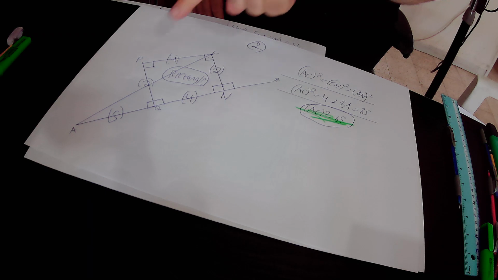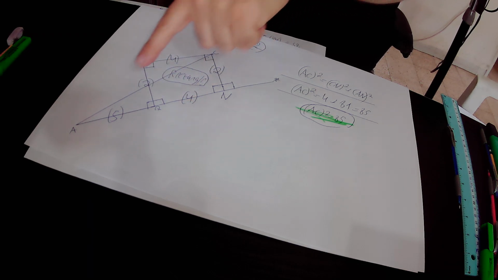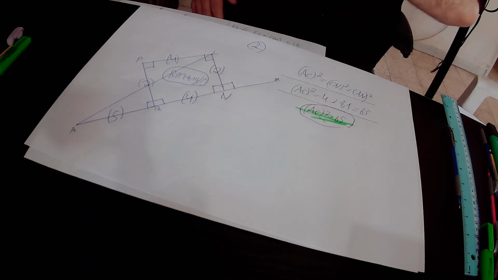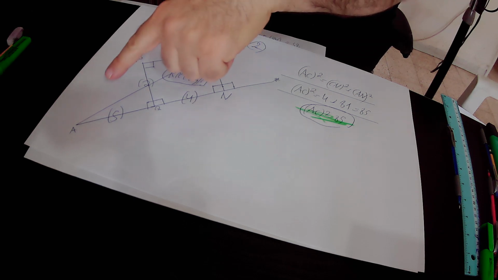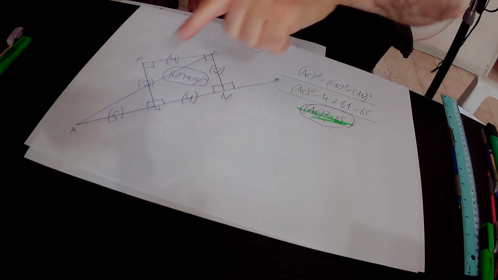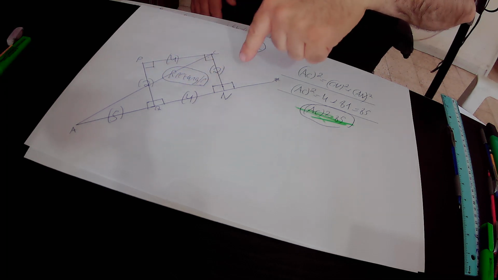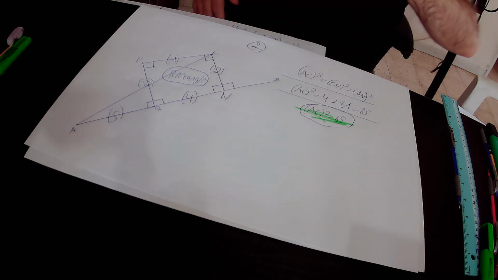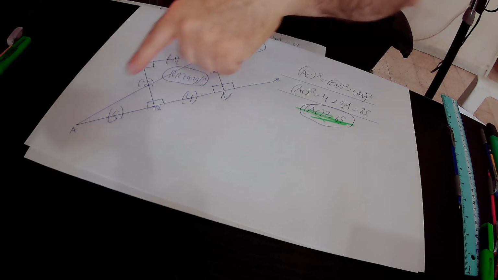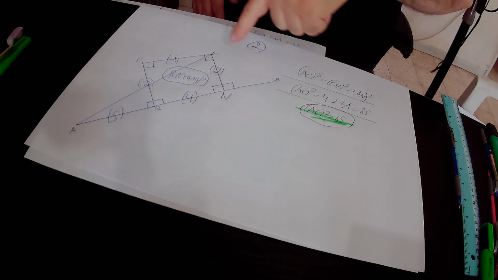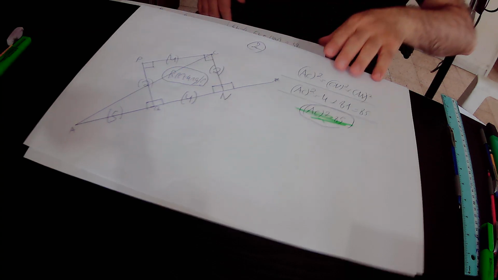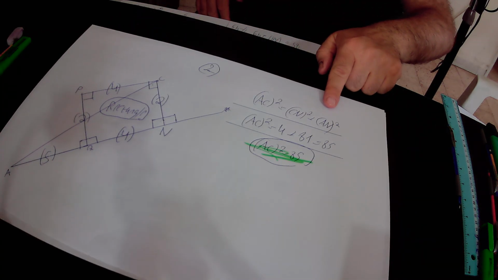In the next step, we join points A and C together by a straight line. By joining points A and C, we get the right triangle ACN. So in the next step, we implemented the Pythagoras theorem on this right triangle ACN. According to the Pythagoras theorem, in this right triangle ACN, AC square equals CN square plus AN square.